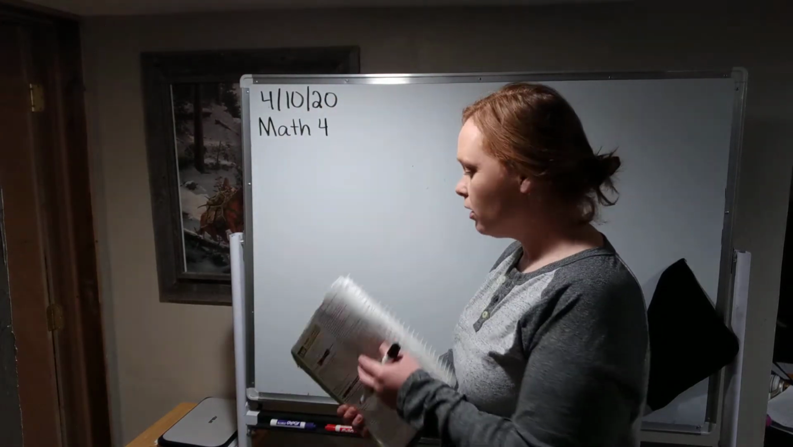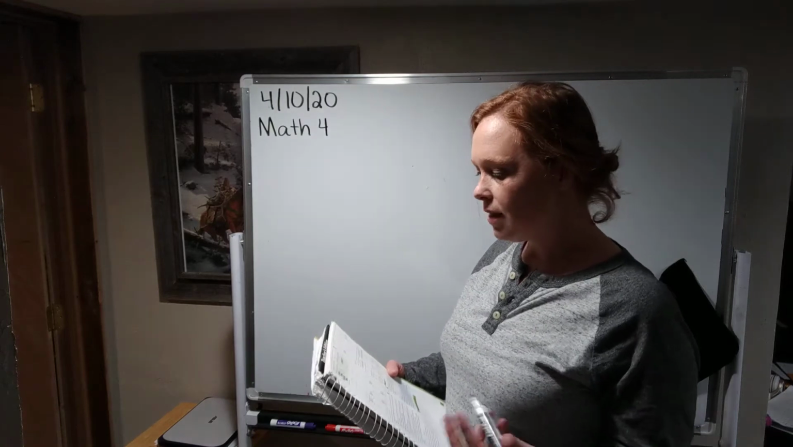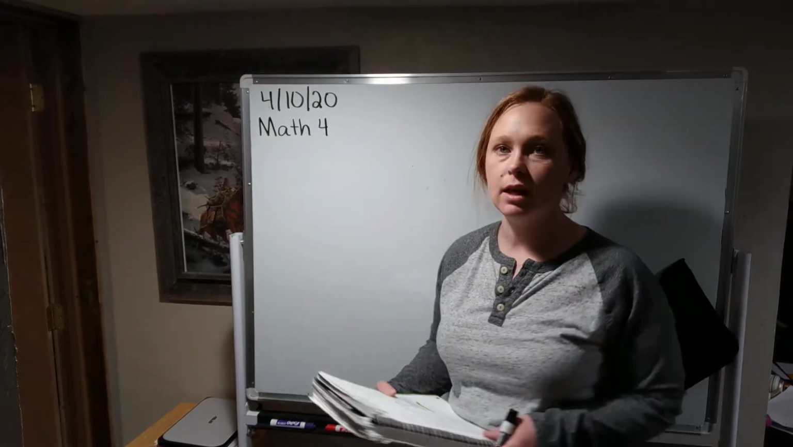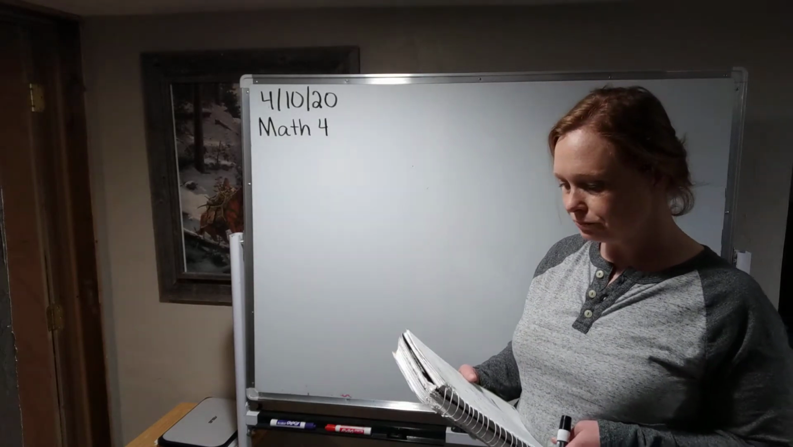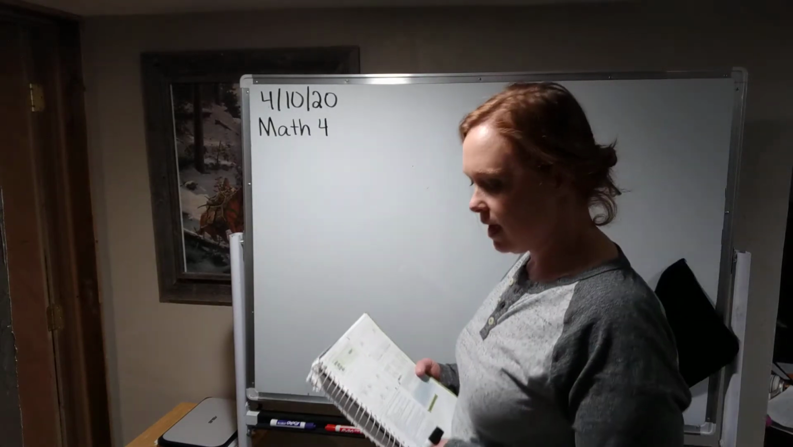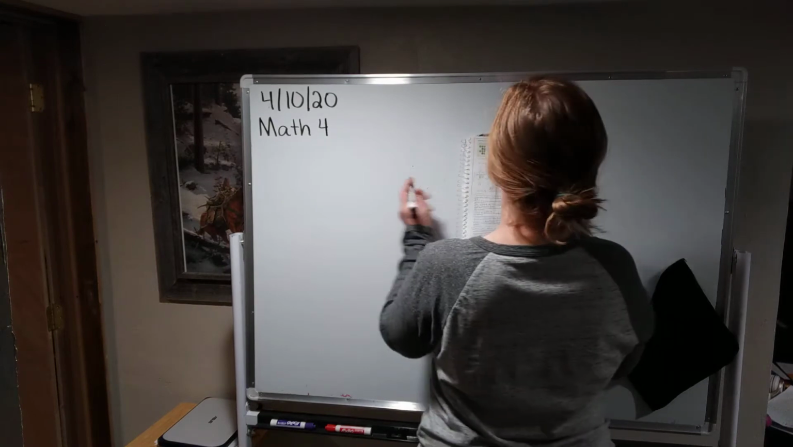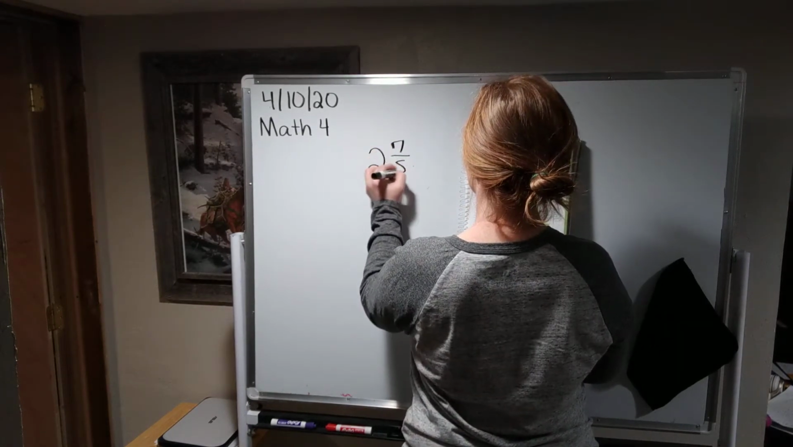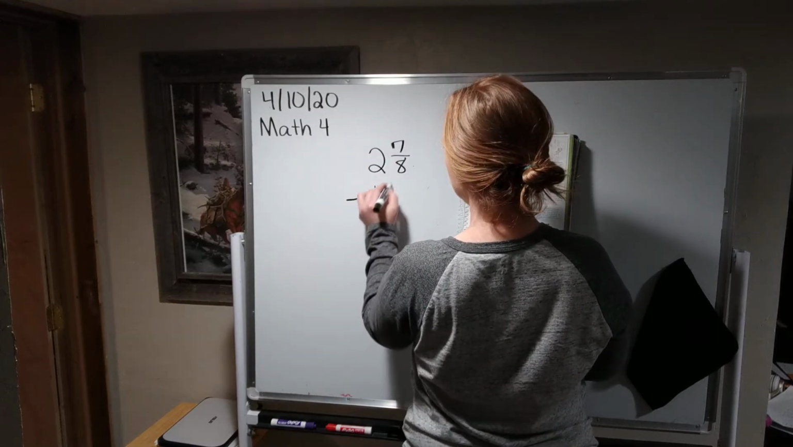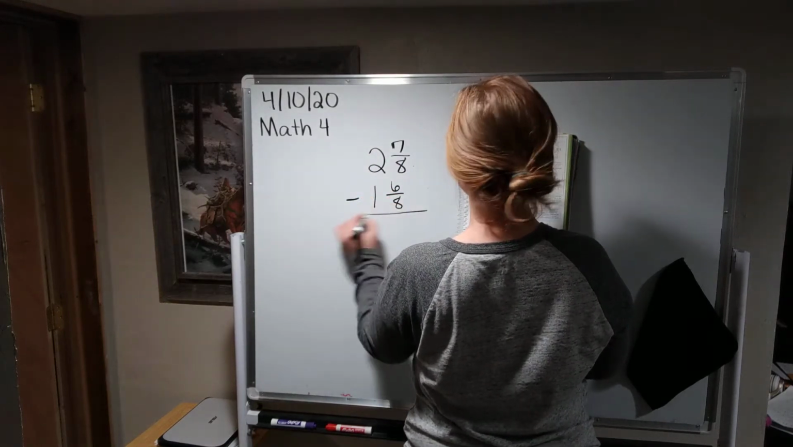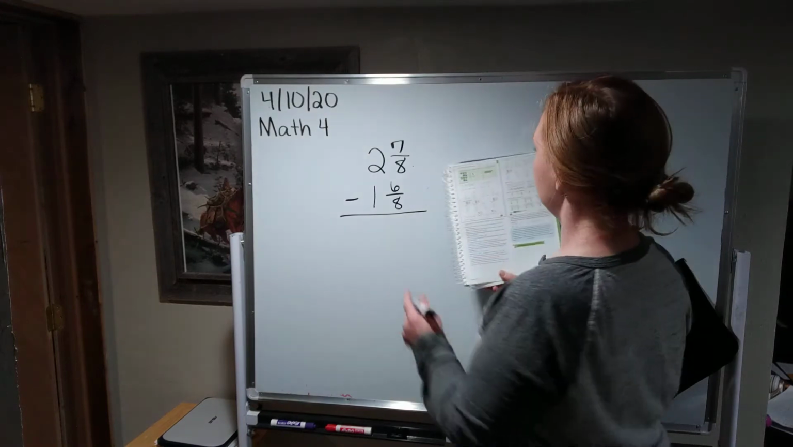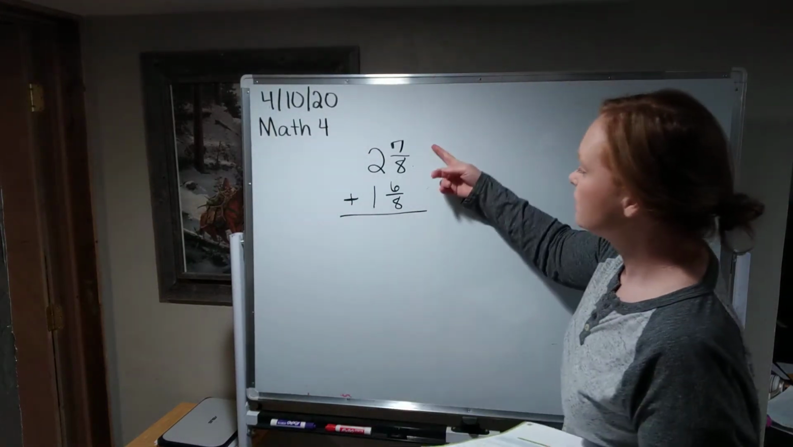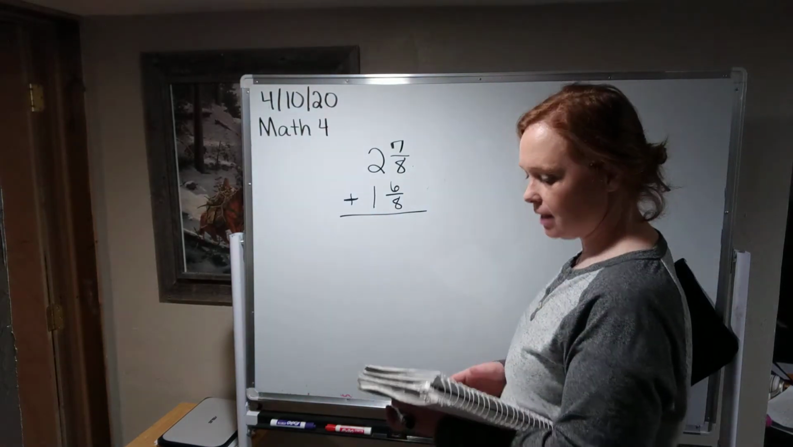We are going to continue on with adding and subtracting fractions, and today we're going to focus specifically on mixed numbers. So, let's go ahead and get this one up on the board. Okay, this is an addition one. 2 7/8 plus 1 6/8.